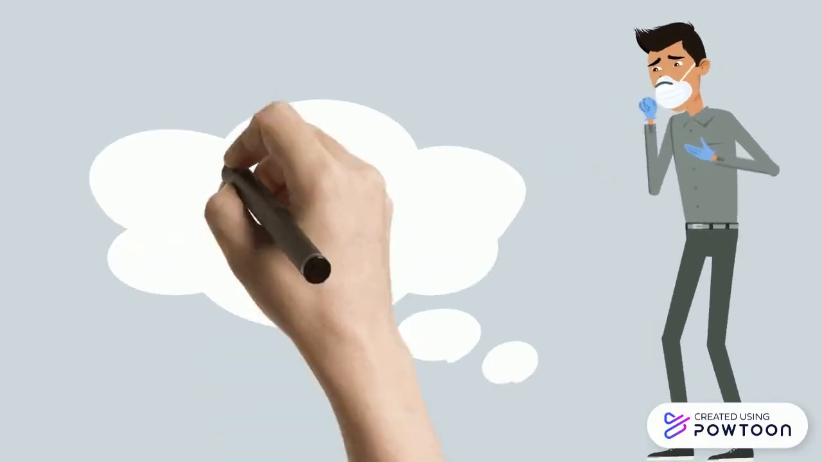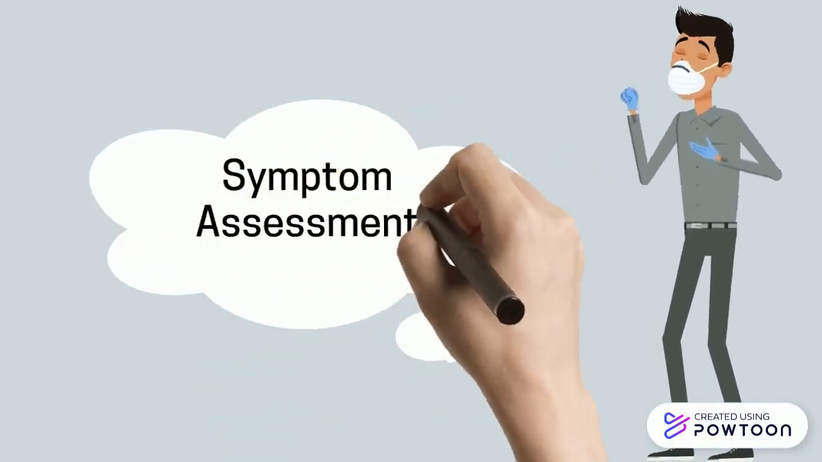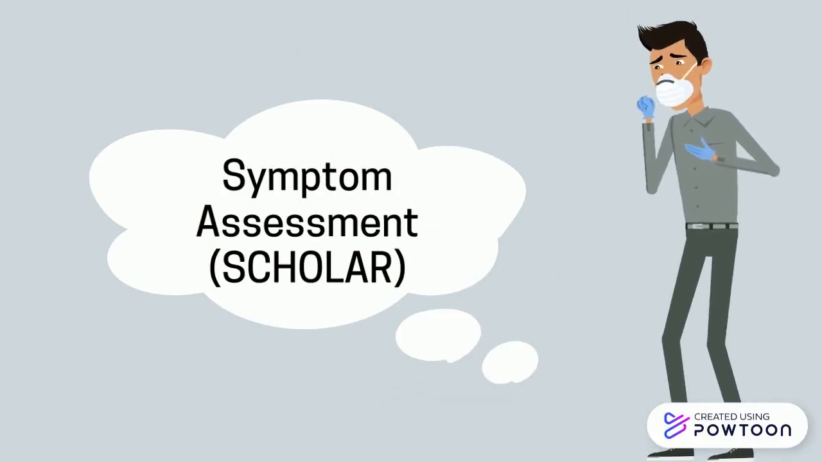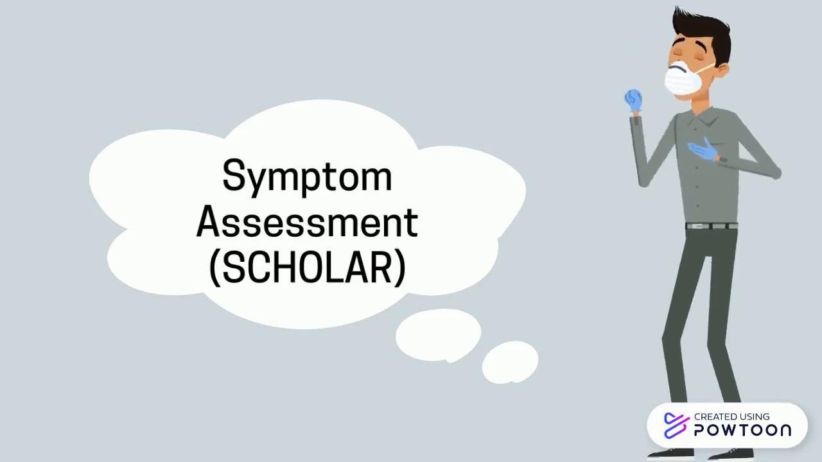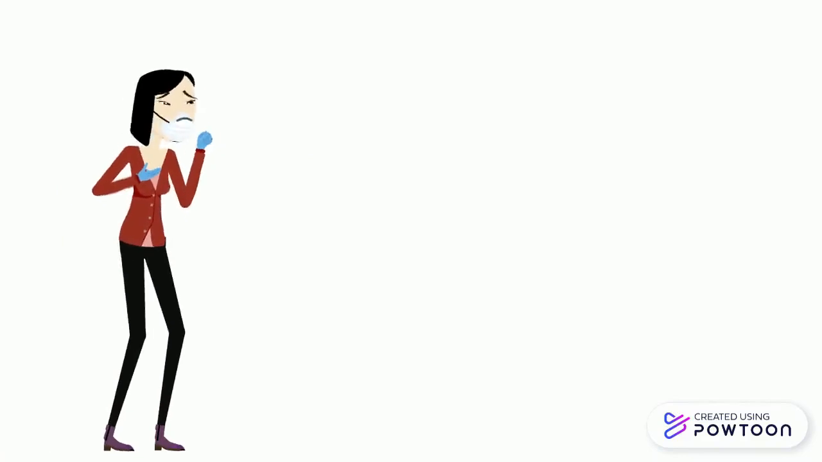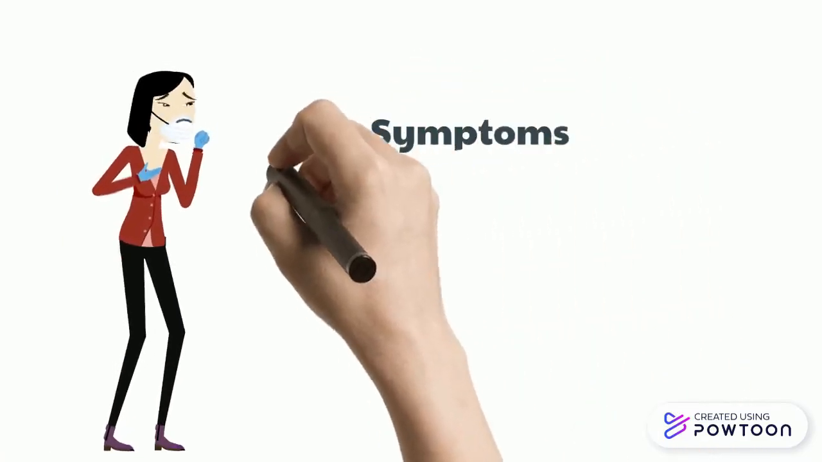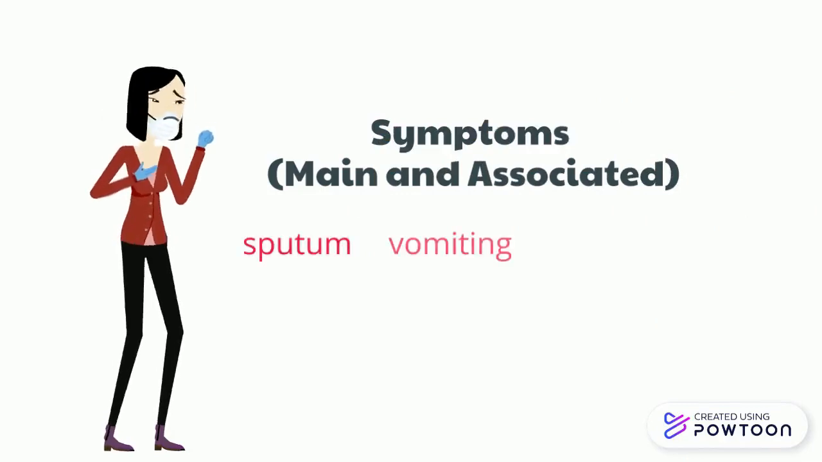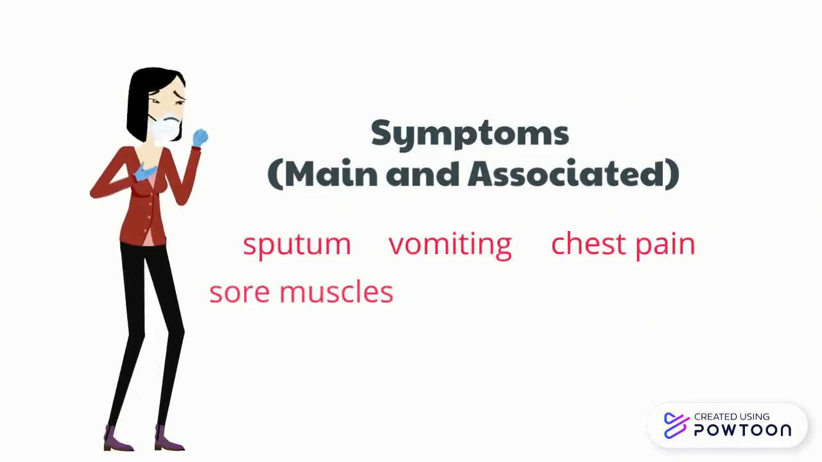Patient assessment using the SCHOLAR approach provides a systematic framework to elicit the necessary information, to clarify the differential diagnosis, and also to identify the red flag features. Here we will ask the patient to describe his symptoms, like if he is producing any sputum, or if he has vomiting, chest pain, sore muscles, fever, or shortness of breath.